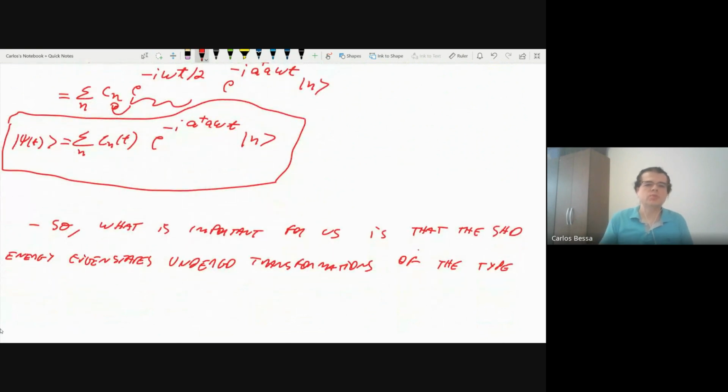So the important part is this part here. This will give us the transformation. Here is my operator, the number operator, so n will evolve with this, minus i omega t a dagger a, applied to n. This is the time, and it evolves with time in this way.